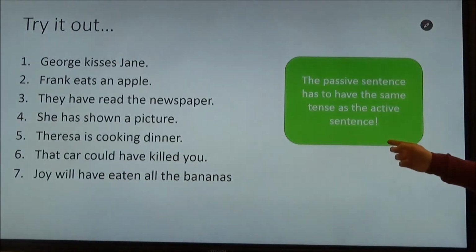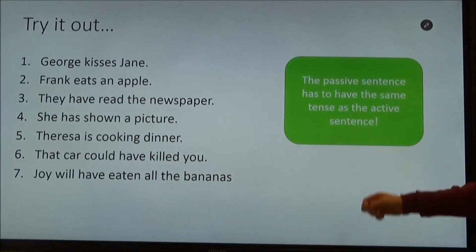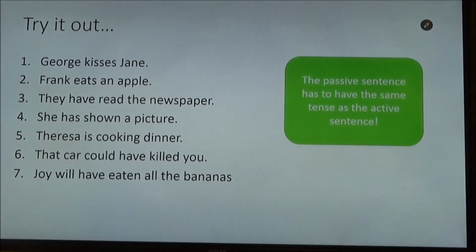Future perfect continuous. Future perfect, yeah. Future perfect simple, or future present perfect, which is also correct. So then the passive sentence also has to be future perfect. Yeah? Go ahead, I'll give you 10 minutes to do this. Form the active sentences into passive sentences. Good luck.